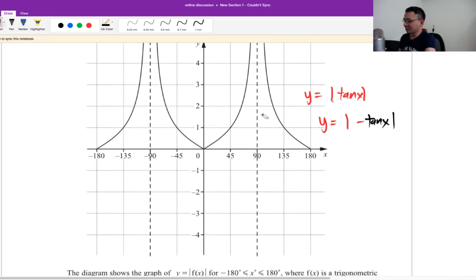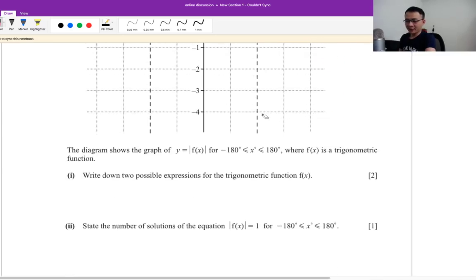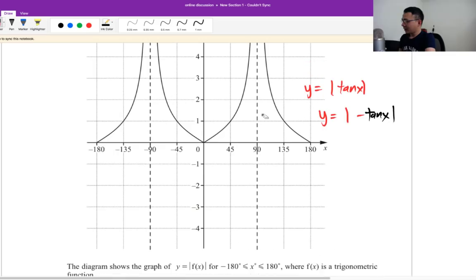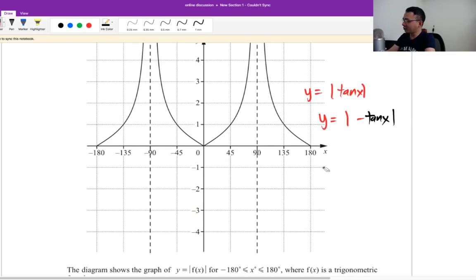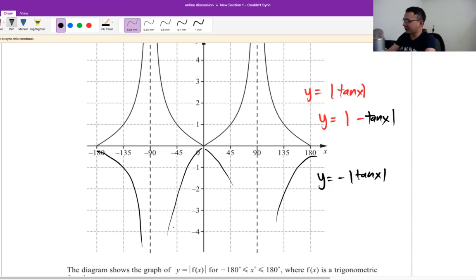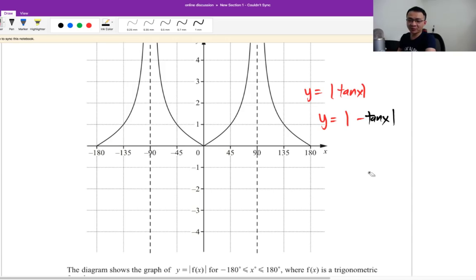Alright, so, and yes, for this case, you remember, you shouldn't write the negative outside the modulus, because if you put the negative outside the modulus, your graph actually will be everything facing downwards. You will get the graph everything facing downwards if you have the negative outside of the modulus. Alright, so must be very alert. This negative must be inside the modulus.